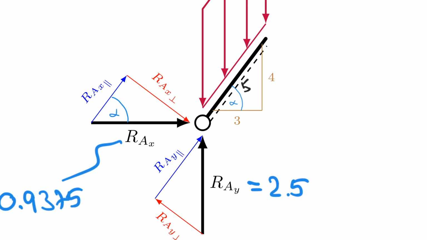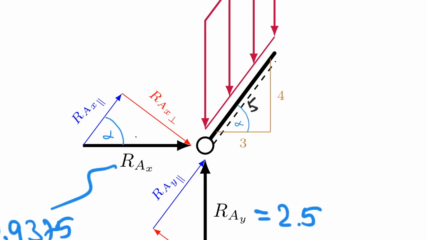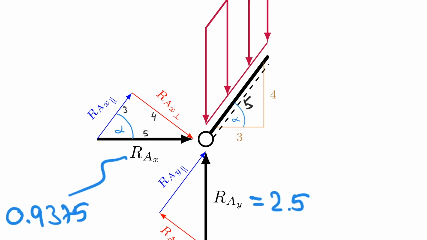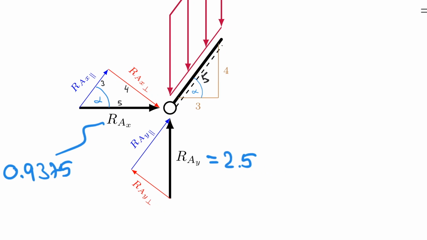And now the next thing I know is that RAX is the hypotenuse, which is the 5 side, and 5 is connected through alpha with the side that has a length of 3 here. So I know that I have 5 here, 3 here, and by default that makes this the side that is 4.